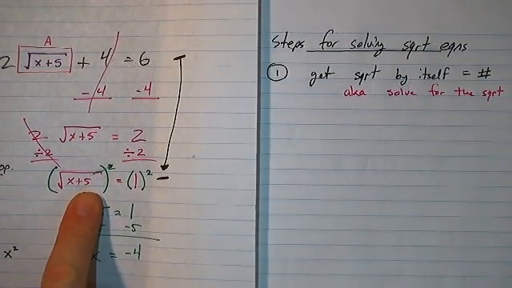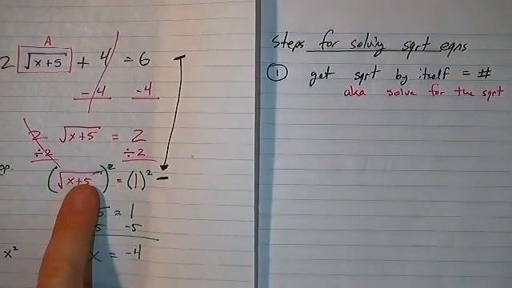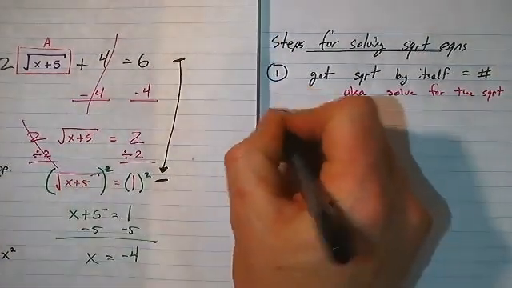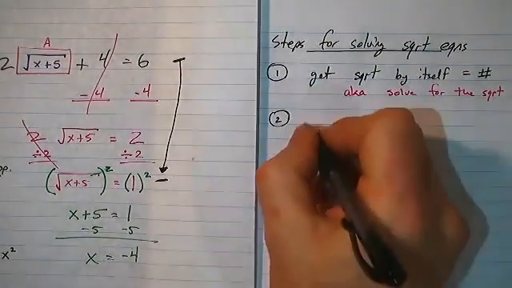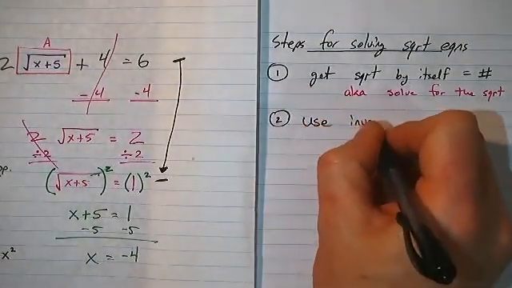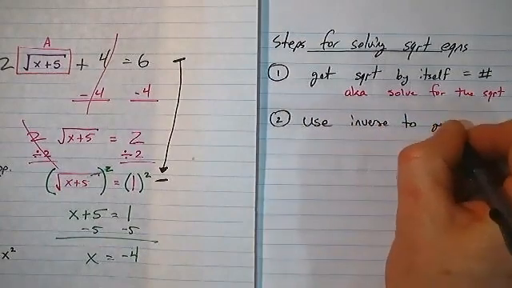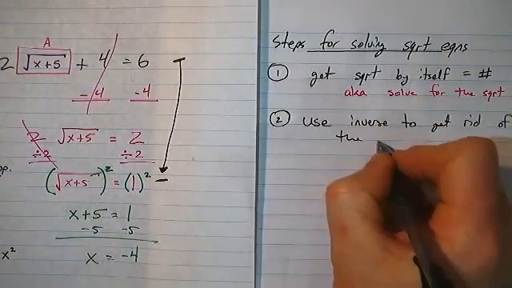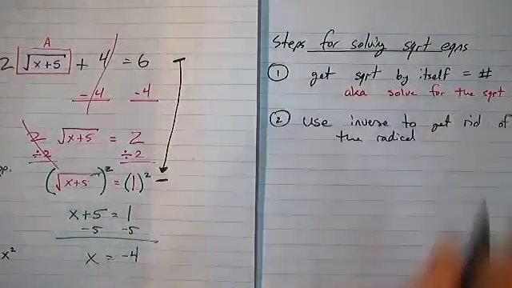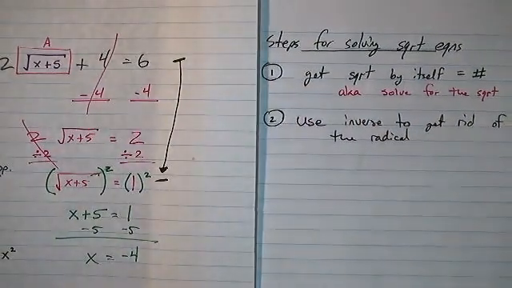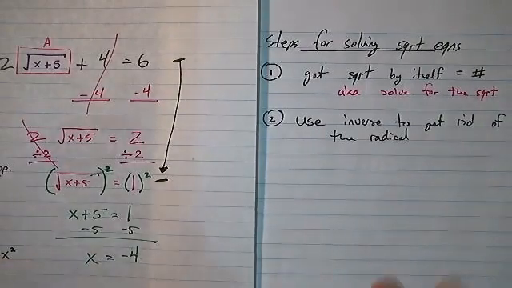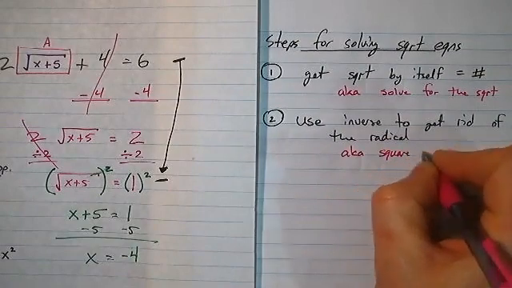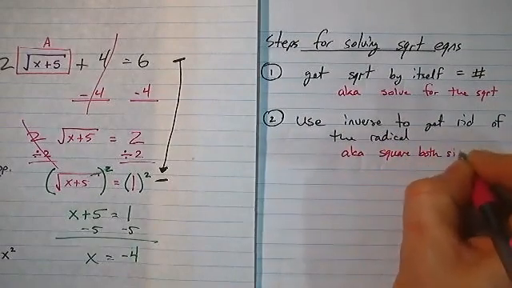Once we did that, we got rid of the square root using its inverse, and the inverse is a square. All right, so that's our next step. Use inverse to get rid of the radical. Okay, now in the land of square roots, we could say that a little easier, AKA square both sides.